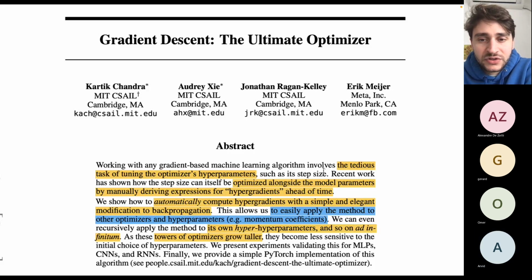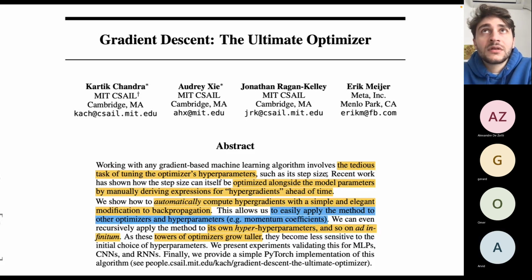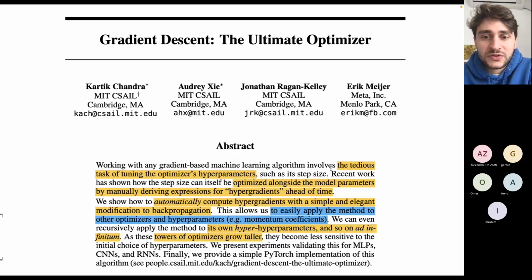Unfortunately, this approach doesn't extend to a lot of hyperparameters. For example, choosing between different architectures is not something you could apply this method to. But the basic idea is to calculate gradients with respect to your hyperparameters. So you calculate your loss, and then you calculate gradients with respect to your hyperparameters.